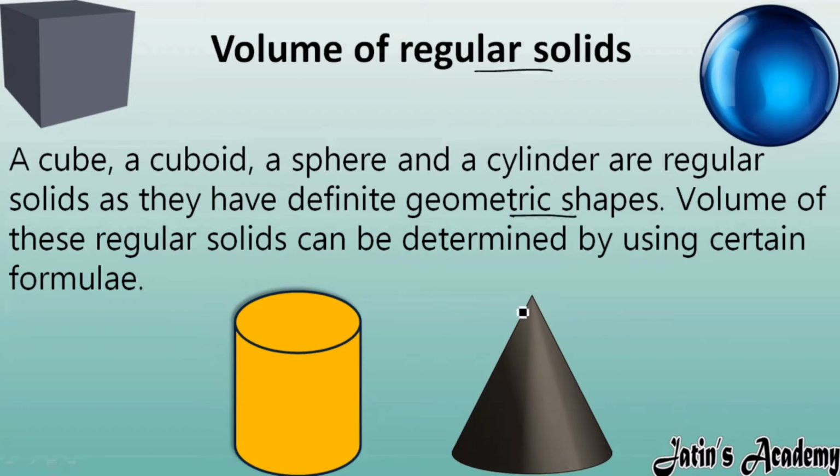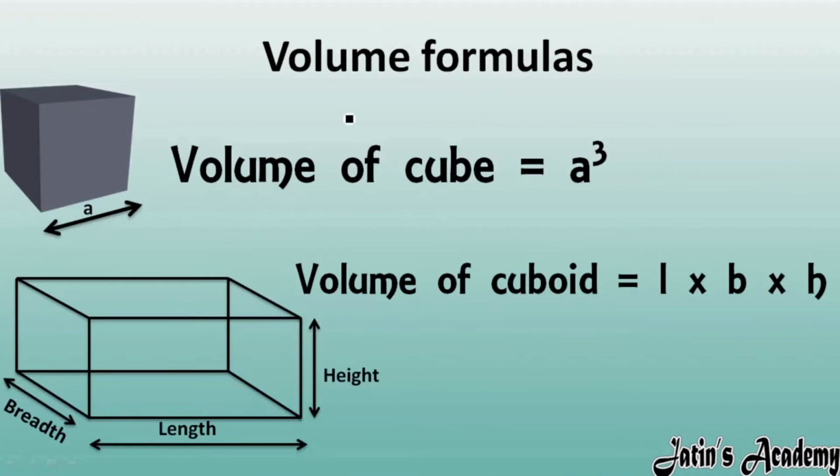Because they all have a definite geometric shape, the volume of these regular solids can be determined by using certain formulas. And what are those formulas? In the next slide we are going to study the formulas of regular solids. So here we have formulas for the volume. First we have volume of cube.